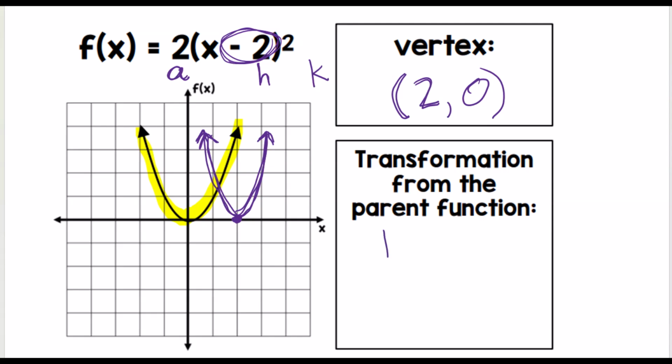Okay, so transformations. What has happened from the yellow to the purple one I have up here? So it's only right 2. Right 2, but what else? What else has changed? Narrow. Yep, narrower, or you could write more narrow, whichever one.